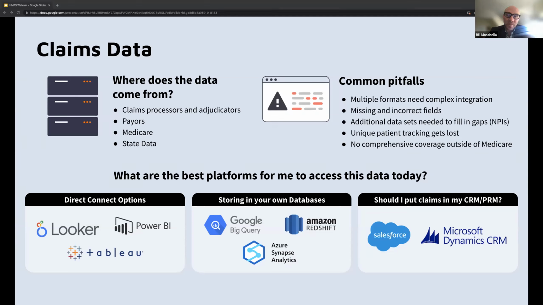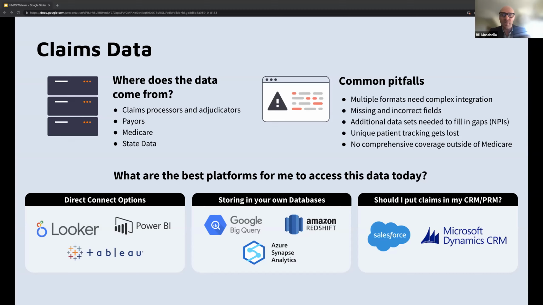And so outside of Medicare or purchasing direct from a payer, there's really no comprehensive coverage outside of that Medicare data. So when you're looking at this, understanding the messiness of the data, the use case that you're looking for, and the total coverage, there are a number of different elements to think about. And if you've made these decisions, you're able to assess this, and you want to start to bring this data into the platforms that you have every day, the question becomes, what are my direct connect options?